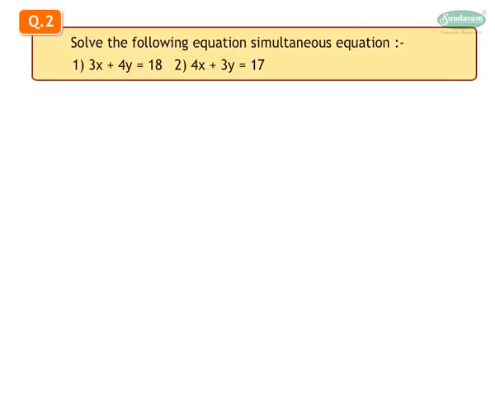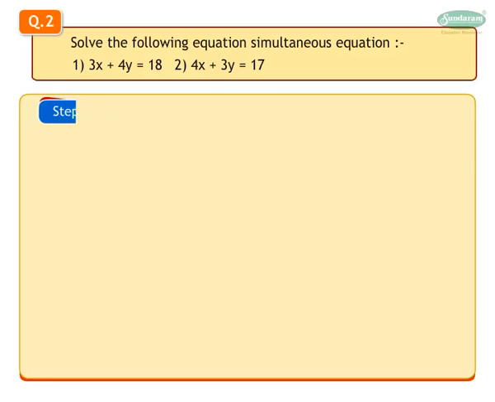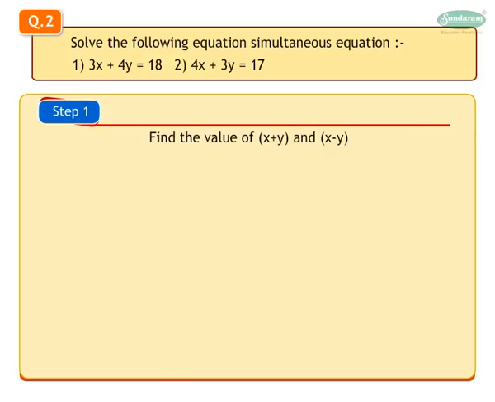Equation 1: 3x + 4y = 18. Equation 2: 4x + 3y = 17. Step 1. We first find the value of x + y and then find the value of x - y.